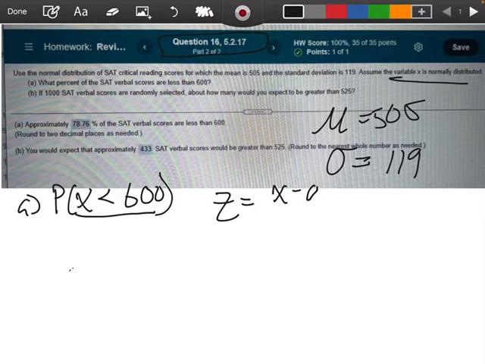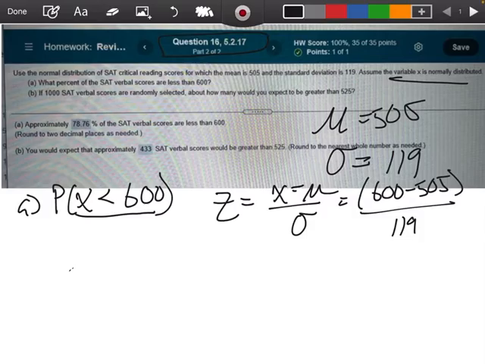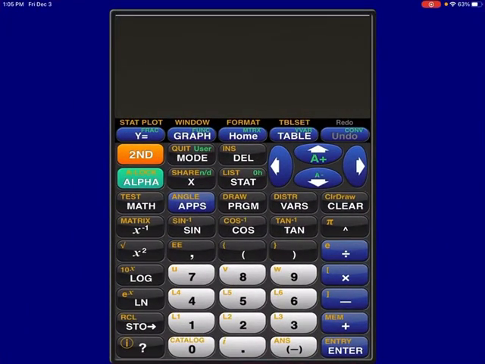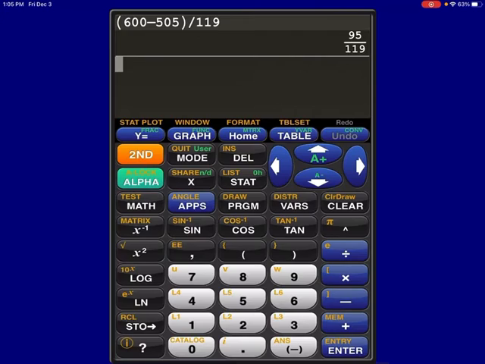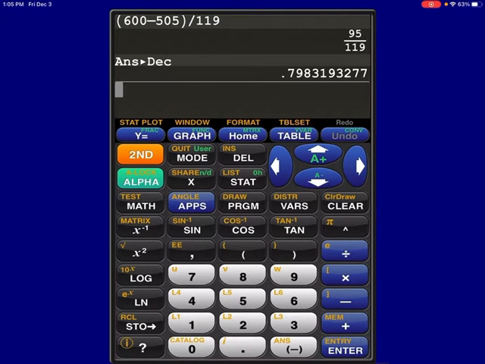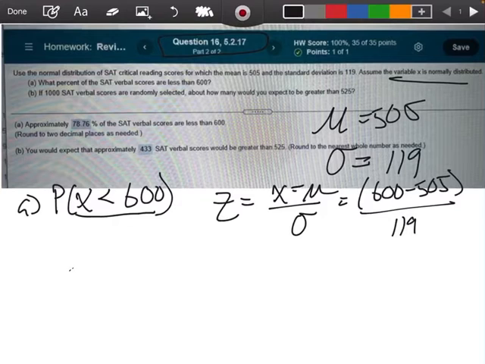Okay, the first thing we're going to do here, y'all, we're going to convert this x value to a z-score. So the way we do that is we go x minus mu, all divided by sigma. So my x number in this case is 600 minus 505 divided by 119. Okay, so let me get my calculator, let me clear all this stuff out. So I'm going to go 600 minus 505 divided by 119. Okay, and I'm going to go math, decimal. Okay, so I'm going to go ahead and just write down 4 decimal values. I'm coming up with 0.7983.